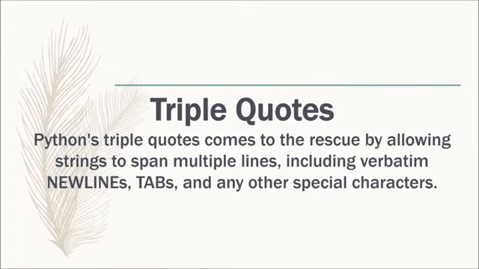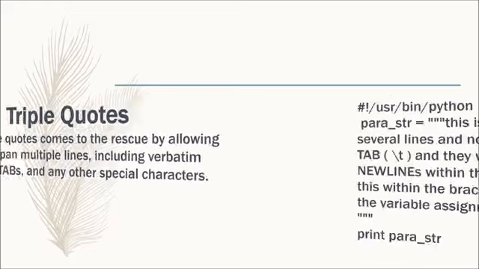Now, for the triple quotes. Python's triple quotes come to the rescue by allowing strings to span multiple lines, including verbatim new lines, tabs, and any other special characters. The syntax for triple quotes consists of 3 consecutive single or double quotes. That will be the one that you'll be seeing here in the code.